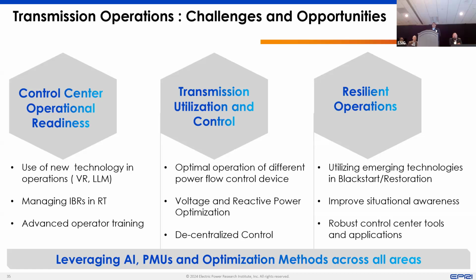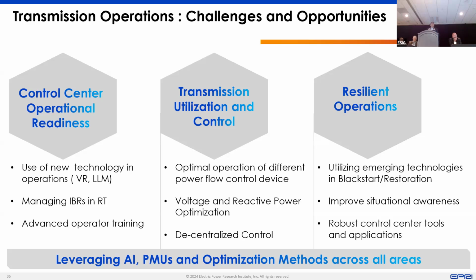And the third one is resilient operations, which is basically looking at all the recent events, such as the blackout that has happened, and asking how we can be more resilient to such events. So that is the broad category under which I think we can categorize all the challenges we are seeing from a real-time operational perspective.